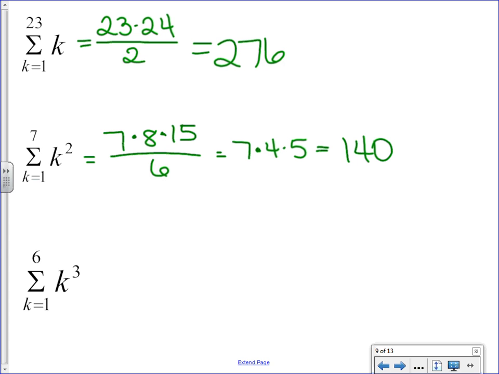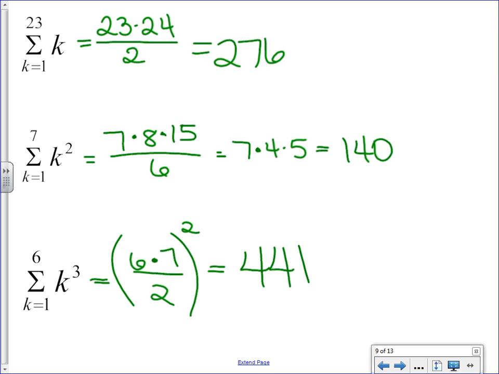Okay? Our k cubed shortcut is what? N is 6, times N plus 1, 7, all over 2. And then square it. 21 squared. Well, it's something just over 400, because 20 squared is 400. 441.